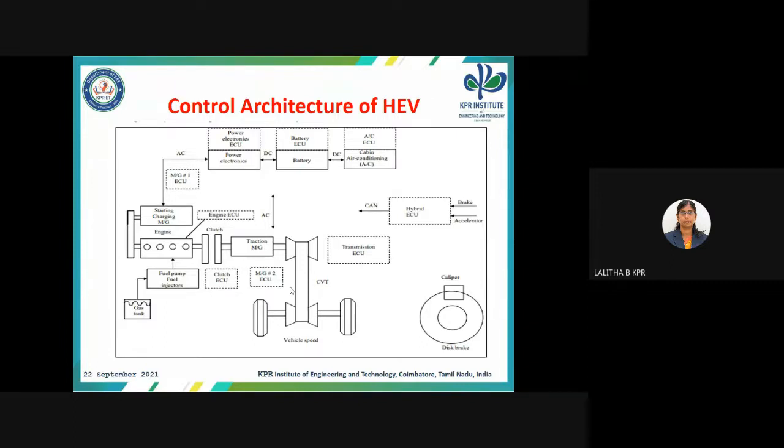So next one is the IC engine ECU. The IC engine ECU is used to control parameters like fuel injection, fuel flow rate and valve operation of the valves present in the engine.